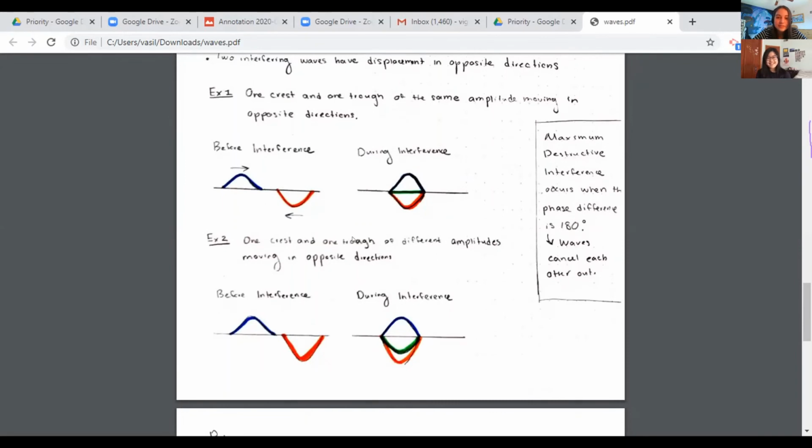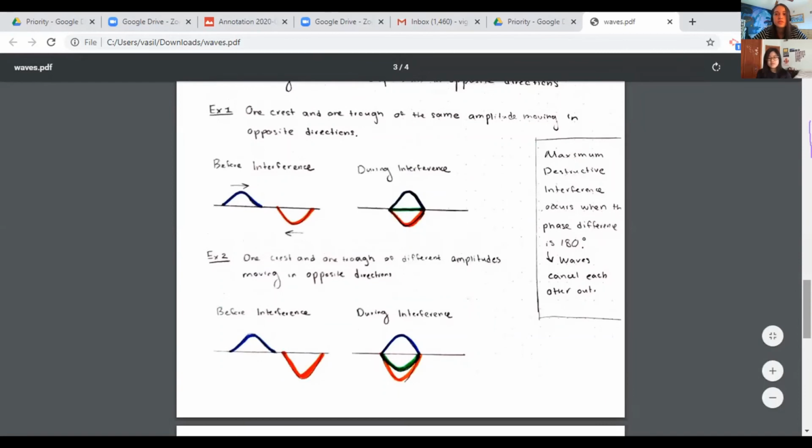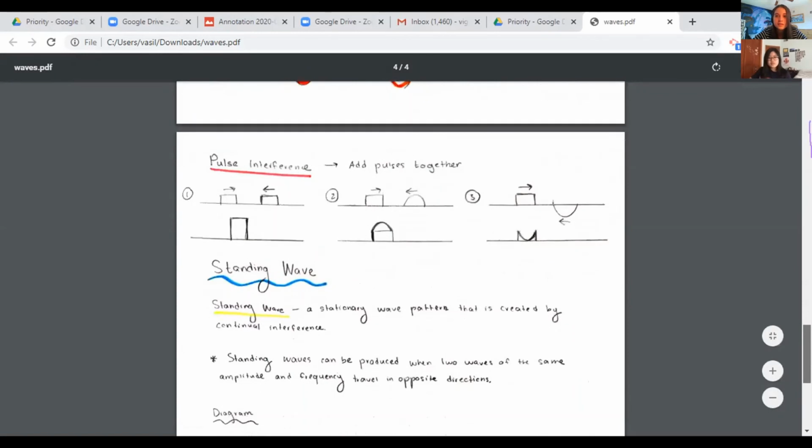In the second example, you have one crest and one trough of different amplitudes, but still displacement in different directions, moving in opposite directions. Here, because the trough has a greater amplitude, the new constructed wave during the interference would favor that side. And of course, maximum destructive interference happens with a phase difference of 180 degrees, like a crest and a trough canceling each other out because they would be 180 degrees apart.